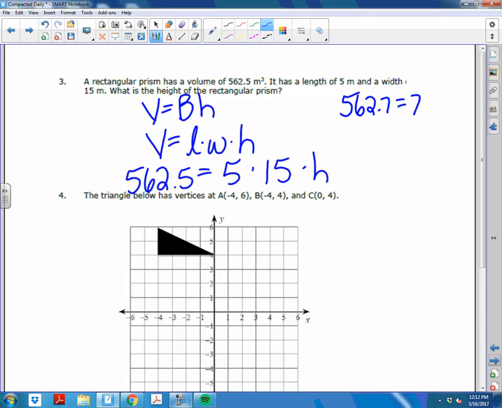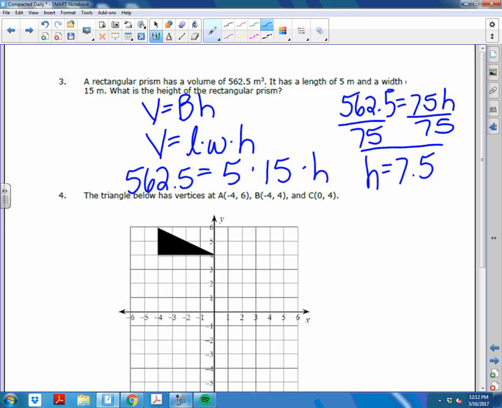562.5 equals 75H. You divide both sides by 75. Oh, why did I do that? You said 0.5, you just wrote. Yeah, that happens. 562.5 divided by 75 gives you a height of 7.5. You forgot to put meters cubed. It's not meters cubed. I can put meters cubed, I promise.